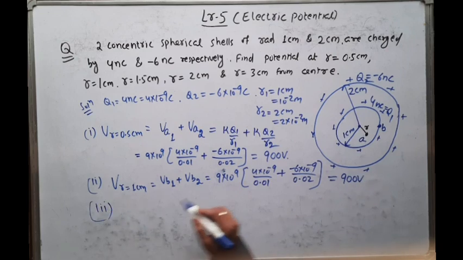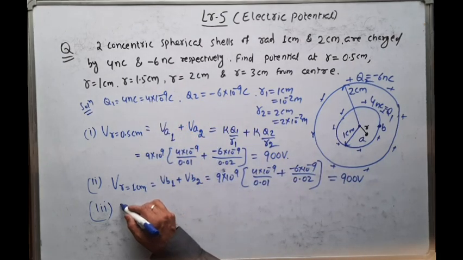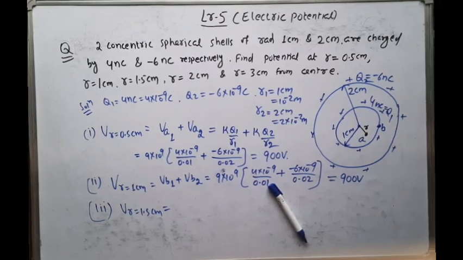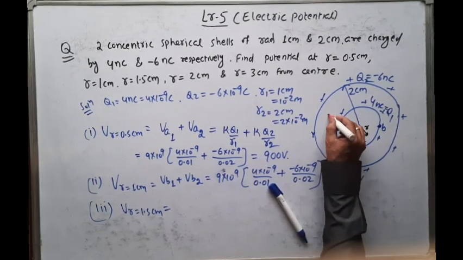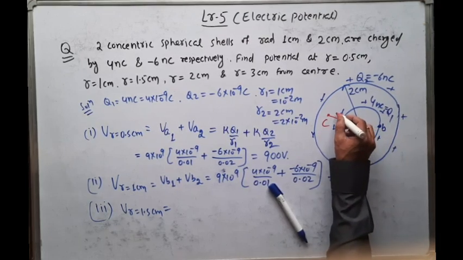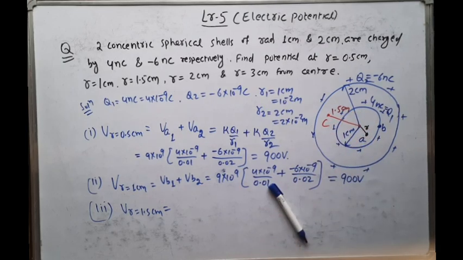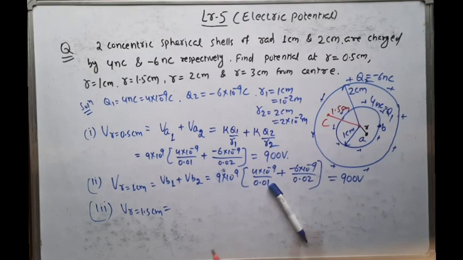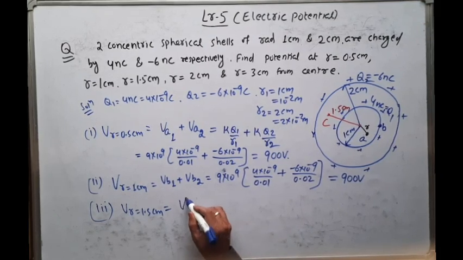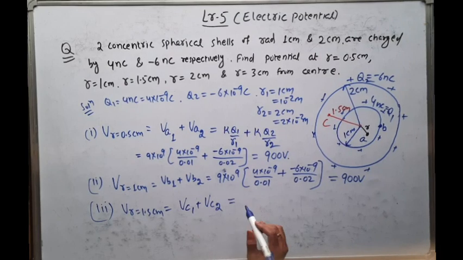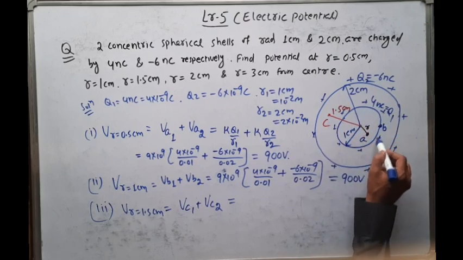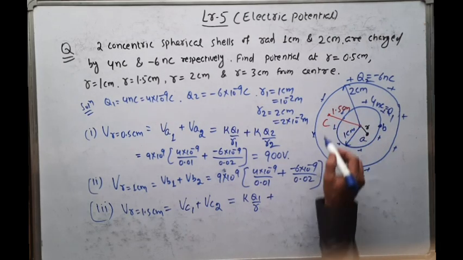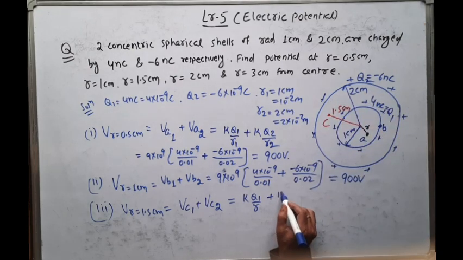Similarly, calculate the potential at 1.5 centimeter. If I take the point C, this is my point C. This point C is at 1.5 centimeter. That means this point C is an internal point for the outer sphere and an external point for the inner sphere. So we have to find the potential at C due to the first sphere plus the potential at C due to the second sphere. C is an external point for the inner sphere. Then what is the formula? K Q1 by R, where R is the distance from the center to this point.